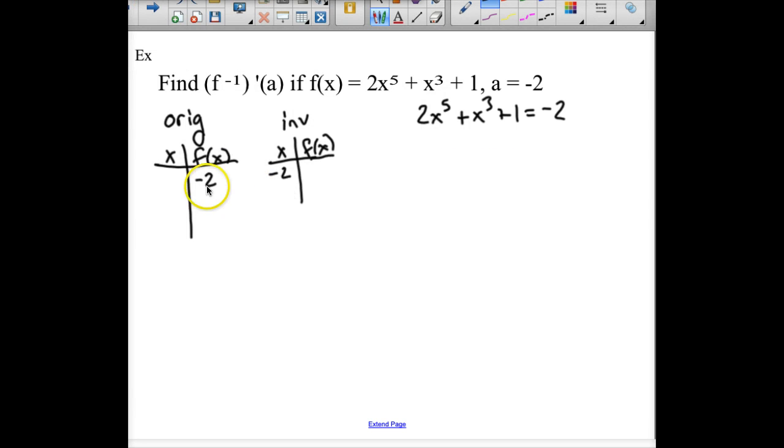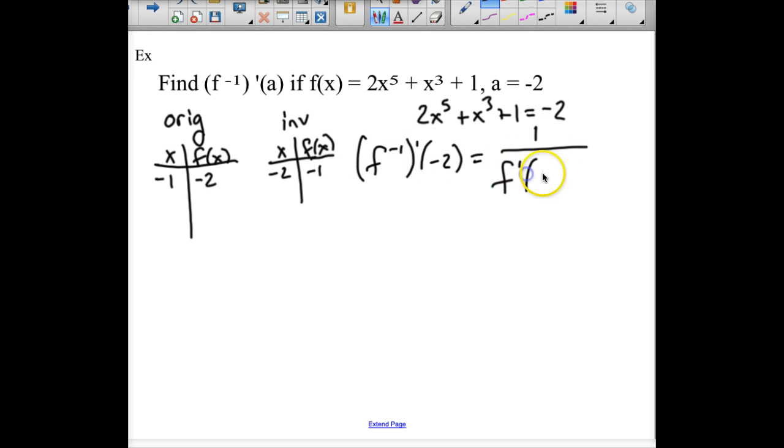-1, -2. So the point -1, -2 is where these two cross. I mean, if you put -1 into the original function, you'll get a -2. So that means if you put -2 into the inverse, you'll get a -1. So if I want the derivative of the inverse at -2, that equals 1 over the derivative of the original function at the inverse of -2. And now I know that the inverse at -2 is -1, so now I want the derivative at -1.